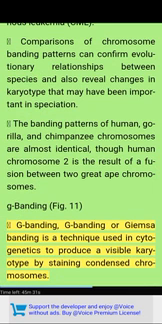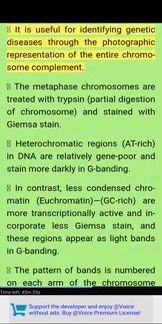G banding, or Giemsa banding, is a technique used in cytogenetics to produce a visible karyotype by staining condensed chromosomes. It is useful for identifying genetic diseases through the photographic representation of the entire chromosome complement. The metaphase chromosomes are treated with trypsin, partial digestion of chromosome, and stained with Giemsa stain.